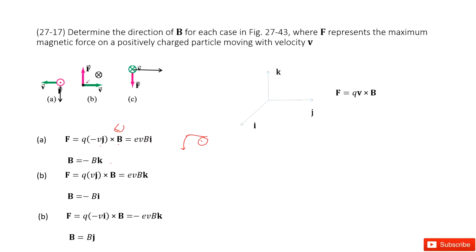The second case is this one. You can see the charge is positive and the velocity is pointing in the j component. So we write it as j, and B we don't know. And finally the force is in the k component, right? So now what is the direction for B? j cross what value makes it equal to k? Negative i, right? Negative i. So that means it just moves inward.